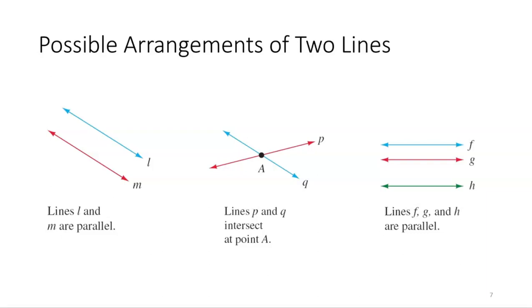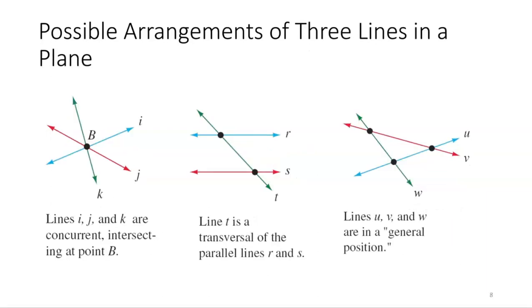With 3 lines, there's a few more possibilities, one of which is that all 3 lines are parallel to each other. Another possibility is that those 3 lines all intersect at the same place and are called concurrent. It could be that 2 lines are parallel and a third line is intersecting those 2. Or it could just be they all have different slopes and they're intersecting at different places. So the 3 lines are in what we call a general position.